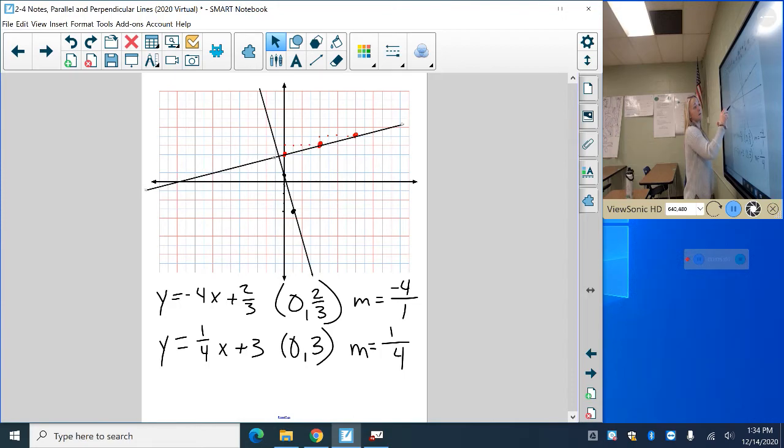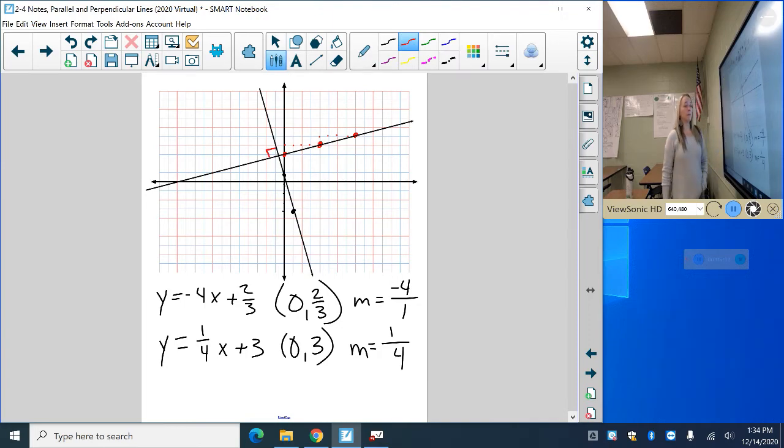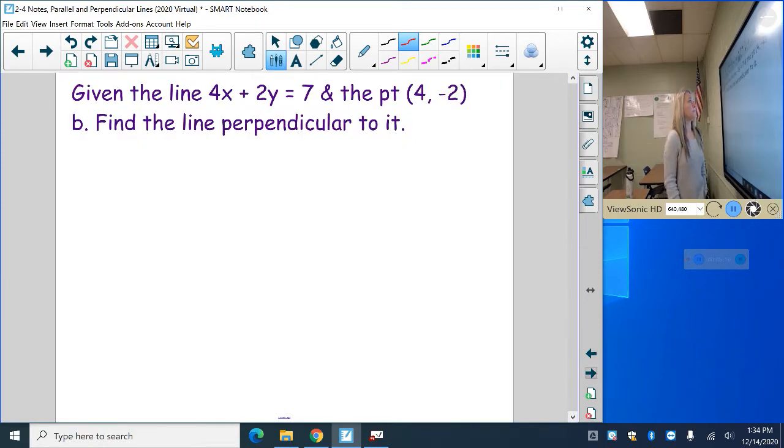Now if I were to graph my lines perfectly, those would form a right angle, meaning they are perpendicular. Lines that intersect to form a right angle, we call perpendicular. Let's try another one. Given the line 4x plus 2y equals 7 and the point (4, -2), find the line perpendicular to it that goes through this point. So let's go ahead and do that.